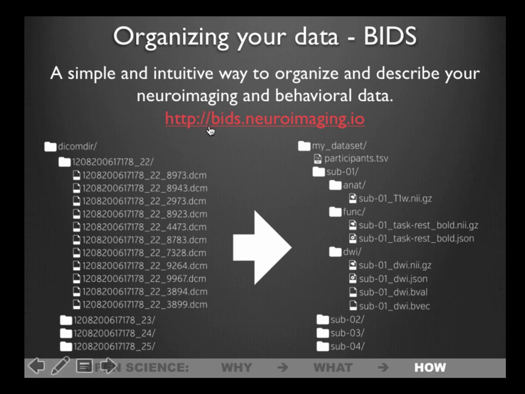It is detailed at this URL, bids.neuroimaging.io. The format was entirely community decided. There's a publication with a couple dozen authors on there, including Dan Hamwerker from here, that just sat down and said, okay, what's the best way of doing this? Again, it's open, it's transparent, and it creates a standard in which we can reuse and reproduce things.